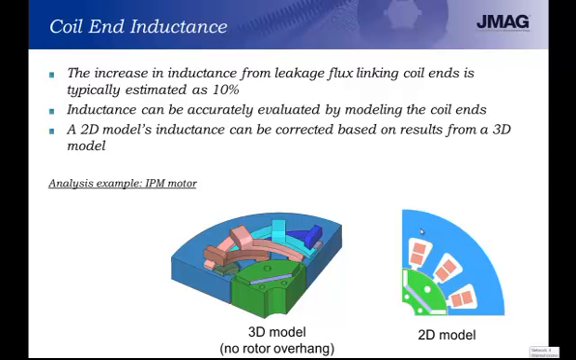We can also see that in the effects on coil end inductance. The increase in inductance from leakage flux linking coil ends is typically estimated at 10%. But inductance can be accurately evaluated by modeling the coil ends in a 3D analysis. Then, a 2D model's inductance can be corrected based on the results from that 3D model. So, let's look at an analysis example of an IPM motor with no rotor overhang.